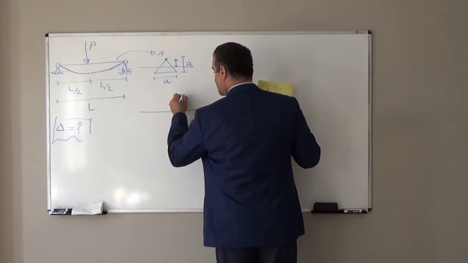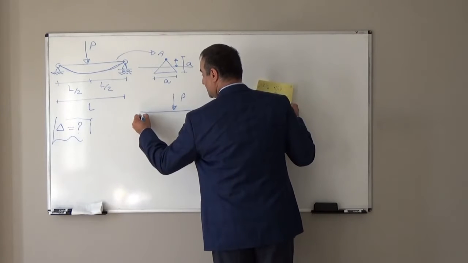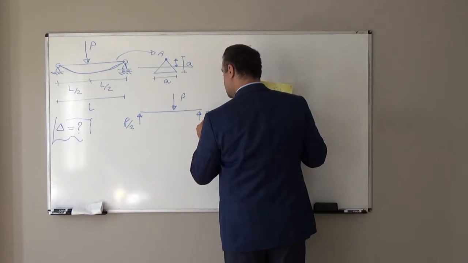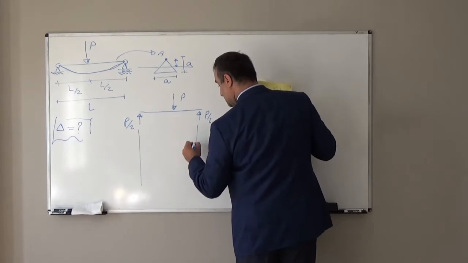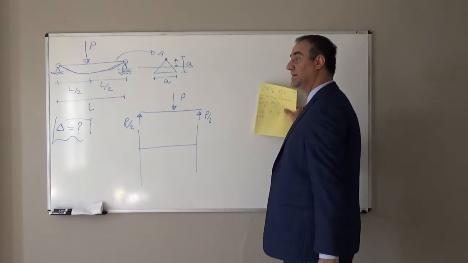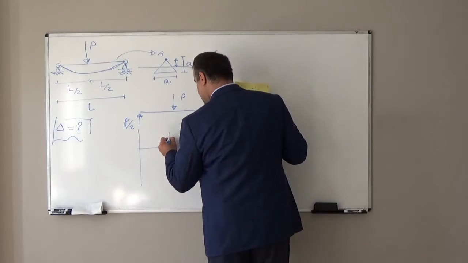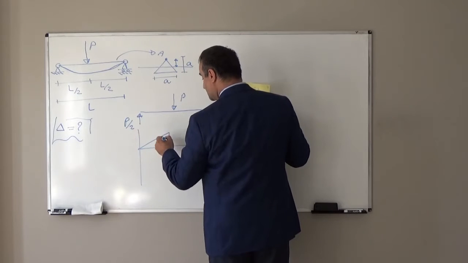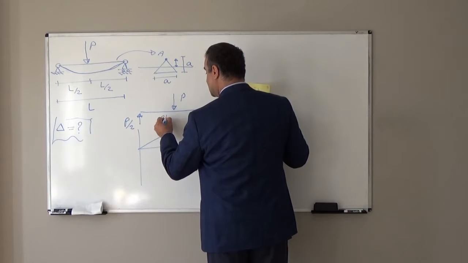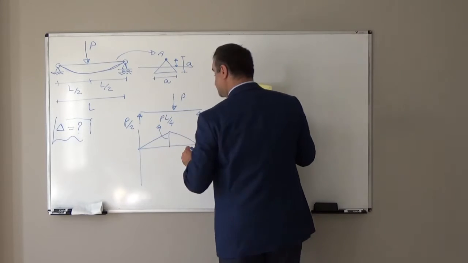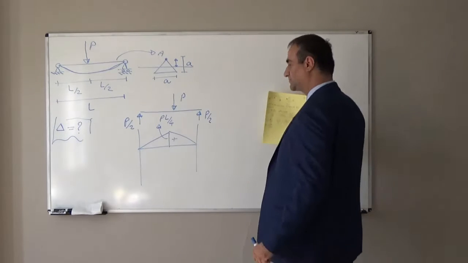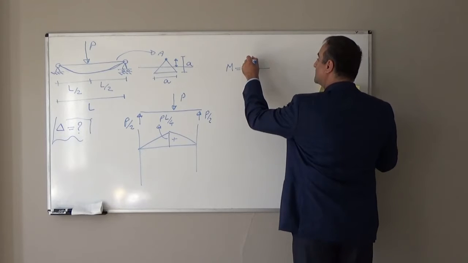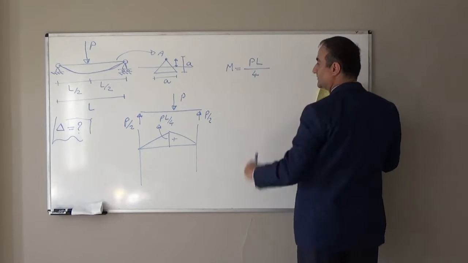If this is a simply supported beam, here is the load P, and the reactions will be P over 2, P over 2. So the maximum moment will take place at mid-span underneath this load, and the magnitude will be P over 2 times L over 2, so it will be PL over 4. So the maximum moment is equal to PL over 4.